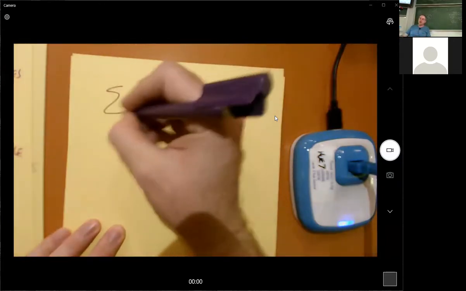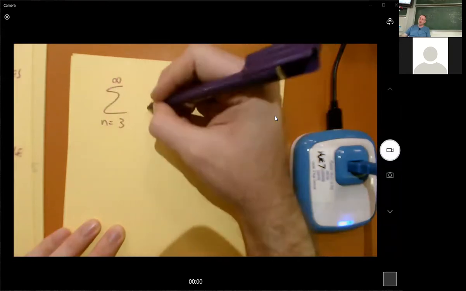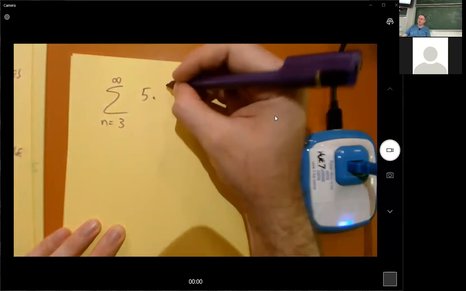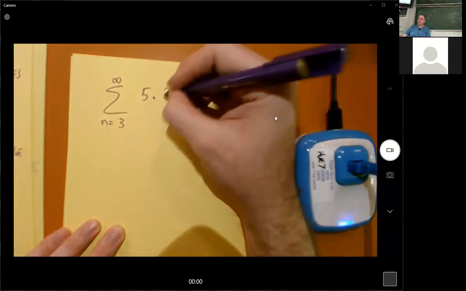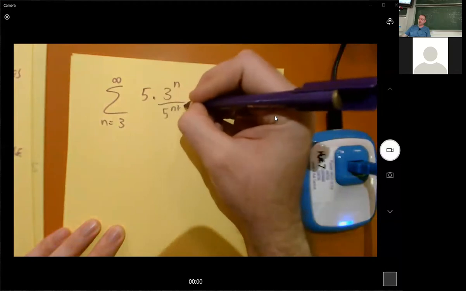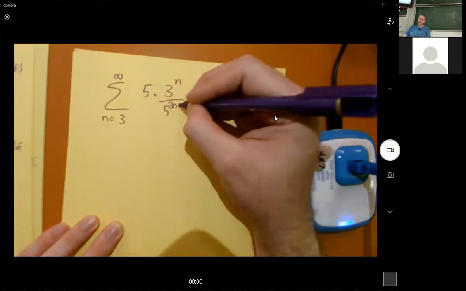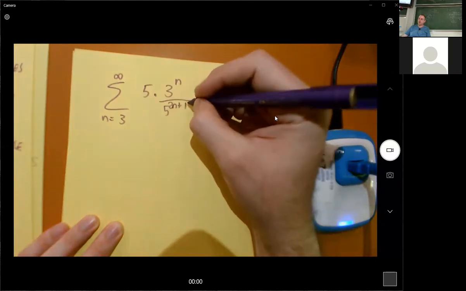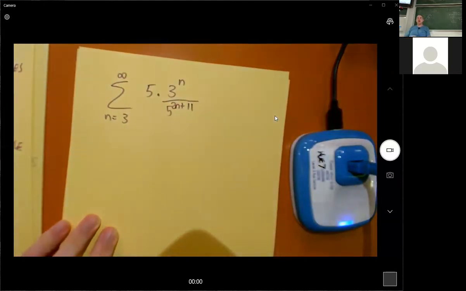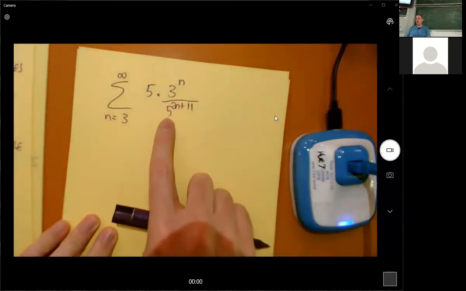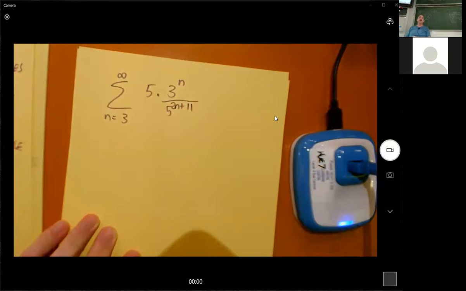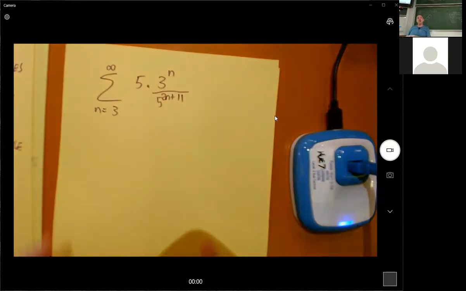But I will answer Jad's question, which is how do you shift the index over? So there's a classic problem that goes, and make it 11 because that's fun. Okay, so I have 5 times 3 to the n over 5 to the power of 2n plus 11. This has enough powers in it for it to probably be a geometric series, if I fiddle with it enough.